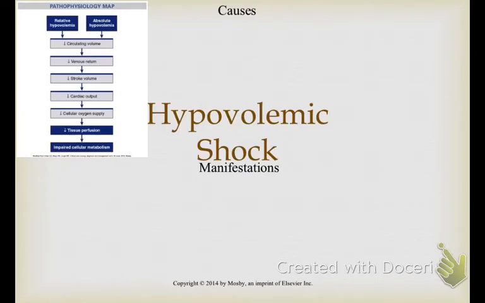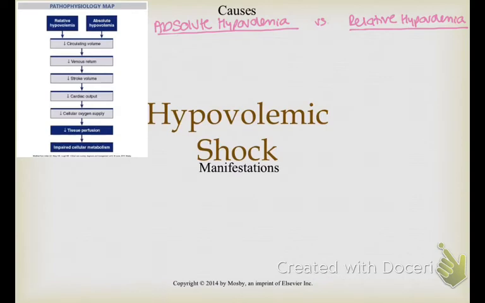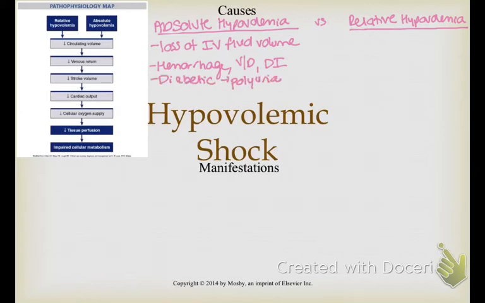So hypovolemic, it can be an absolute hypovolemia or relative. Absolute means they lost fluid. It's gone. It's either because they hemorrhaged, or they're not stopping with vomiting and diarrhea. It could be diabetes insipidus or a diabetic who's in ketoacidosis, and they're just dumping urine. So they lose some kind of volume.